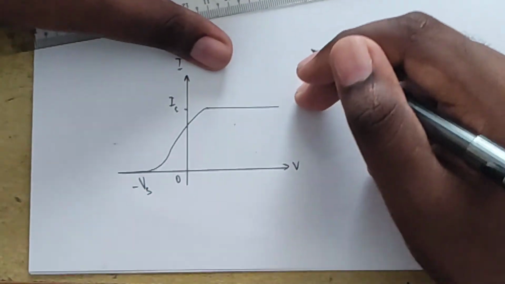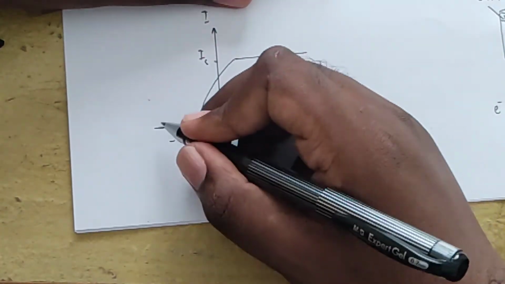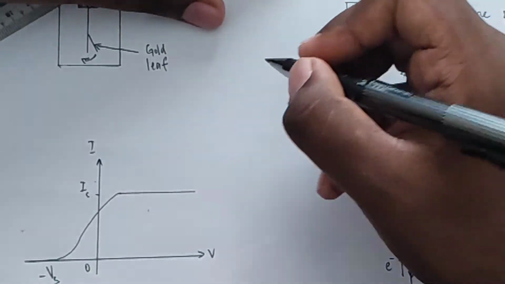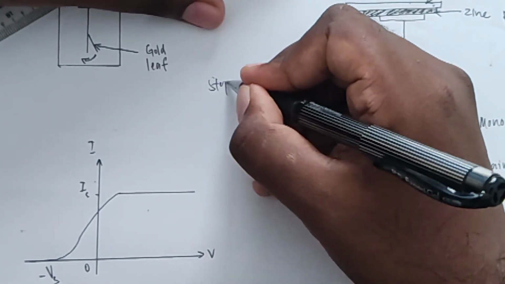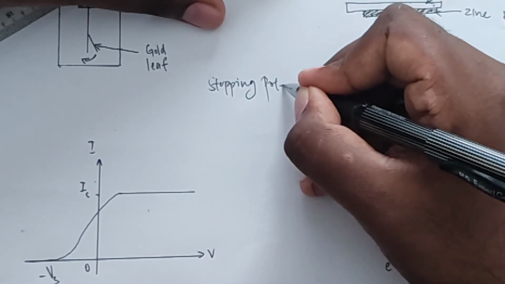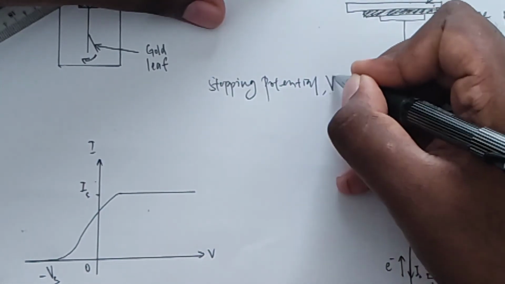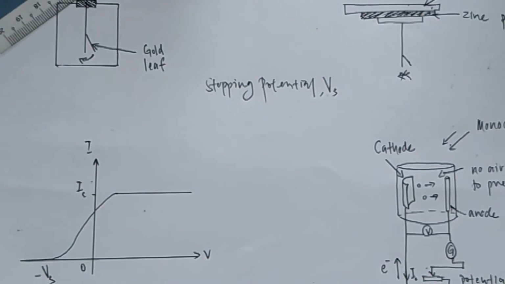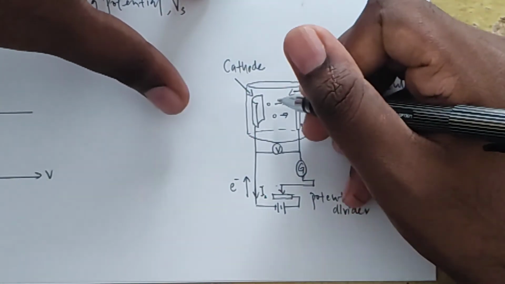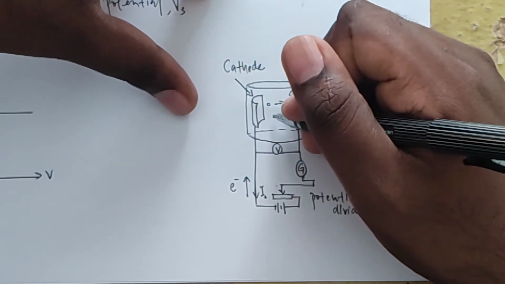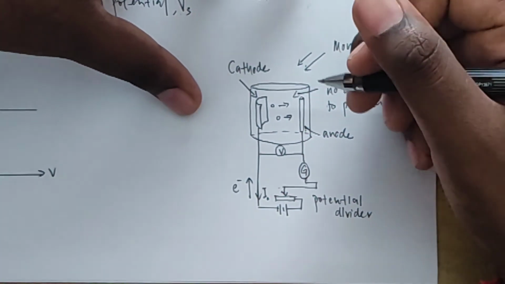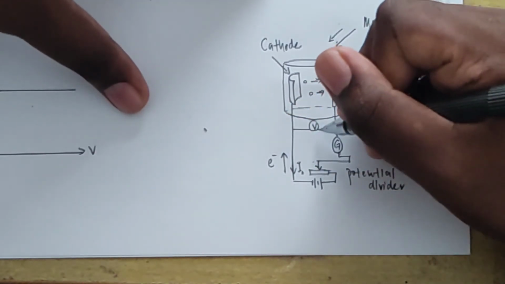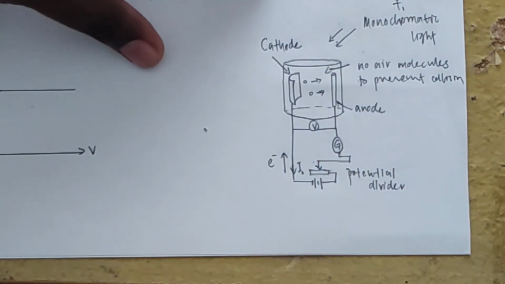And let's talk about the Vs. What is Vs? Let me go over here in the middle. Vs is the stopping potential. So what is stopping potential? It is basically the reverse voltage. If we want to stop all these electrons, we just put the voltage to Vs, and the electrons will stop moving.